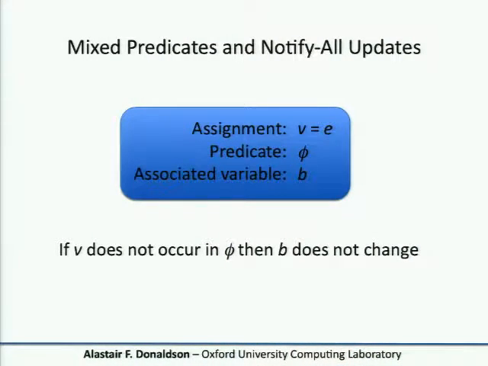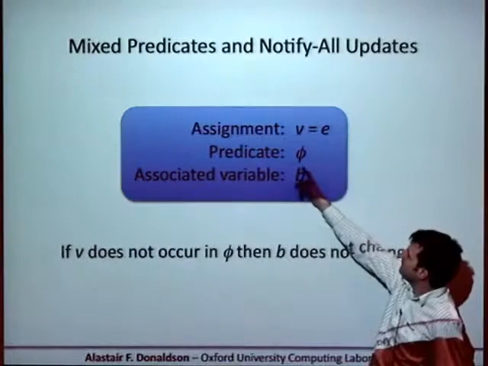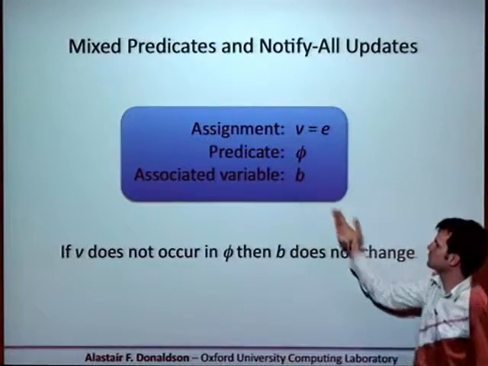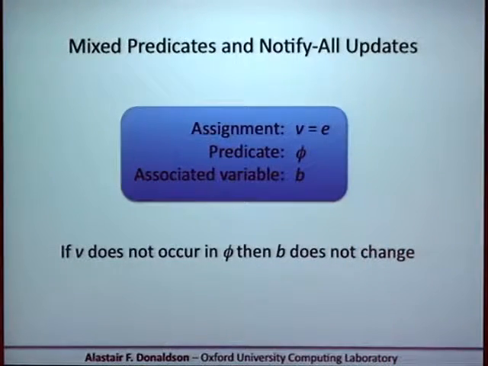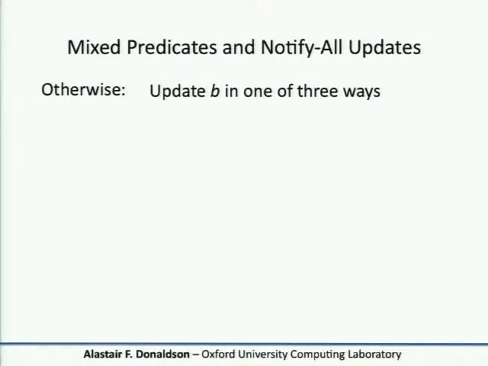Let's suppose we have an assignment, v becomes equal to e, a predicate phi, and an associated variable b. And we want to work out what the effect on this predicate should be. So first of all, if v doesn't occur in phi, then the variable b won't change, because remember, I'm considering no pointers here. Otherwise, we need to update b in one of three ways.